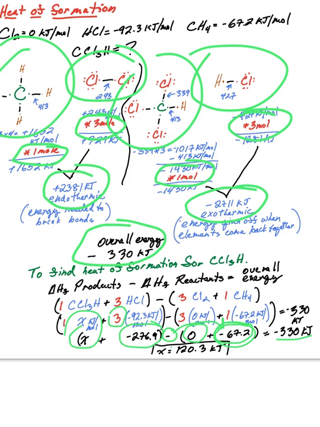negative 120.3 or somewhere abouts. All right, so there is your answer, negative 120.3. And that's how we use heat of formation and bond energy together.